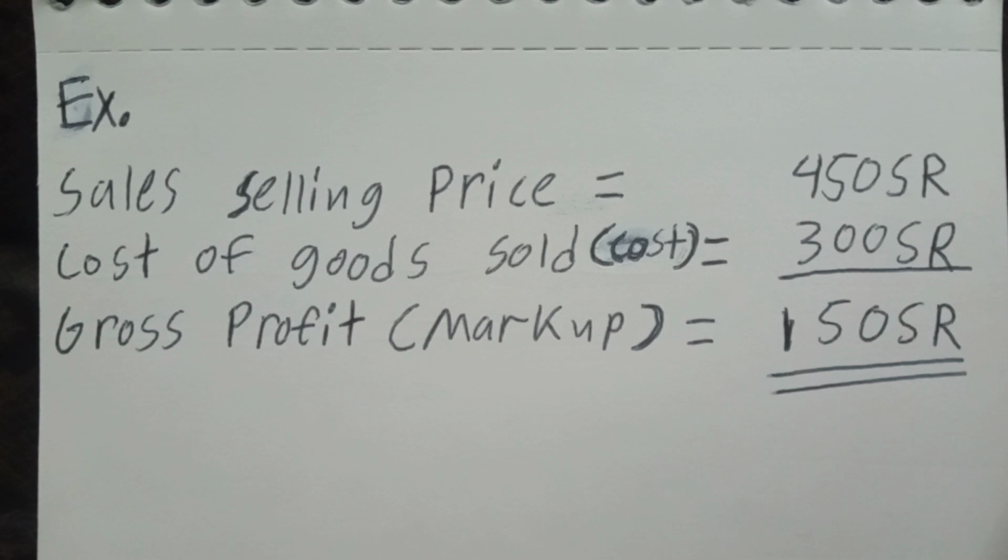So for our first example, we have sales, or selling price, at 450 reals, and the cost of goods sold, or cost, at 300 reals, and the gross profit or markup at 150 reals. So let's say, for example, I, the seller, bought a product at 300 reals and resold it for 450 reals. So my markup or gross profit is going to be 150 reals.